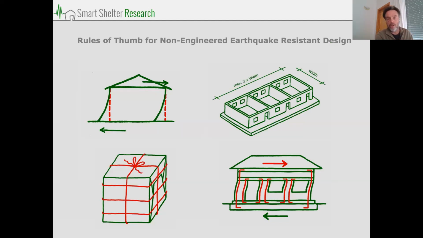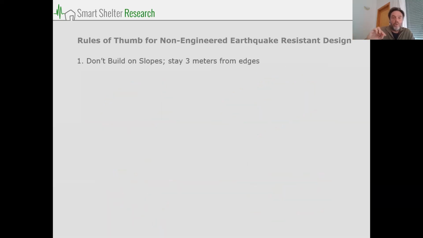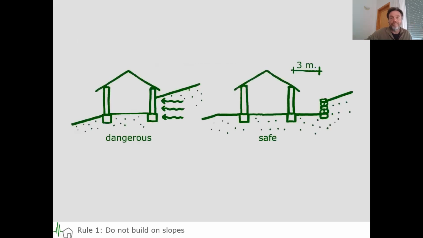For you, of course, I can do it. So what I'm going to do now is give you just a brief overview of what we call the rule of thumb of this non-engineered seismic design. It is not very complicated. So rule number 1 is, okay, don't build on slopes. Stay away from edges for about 3 meters.